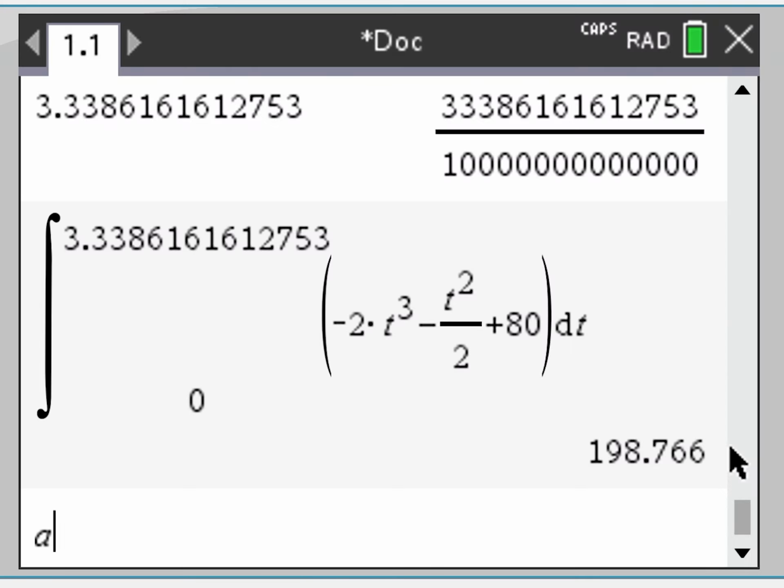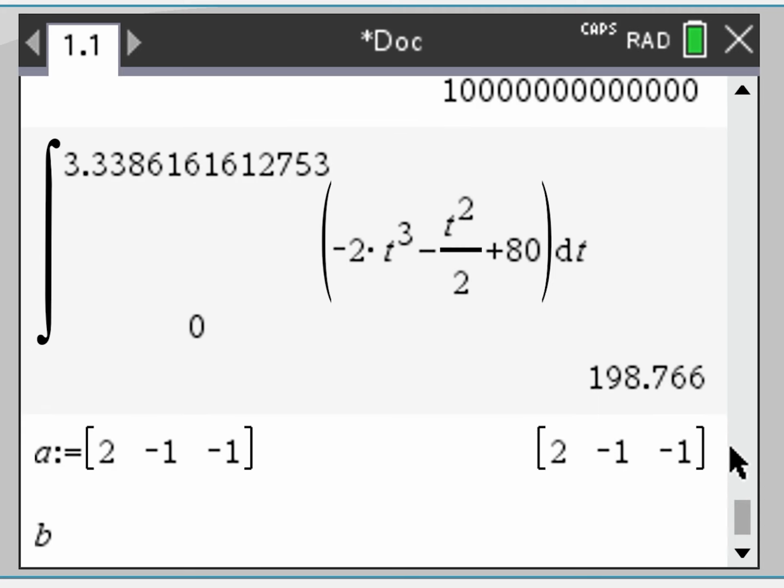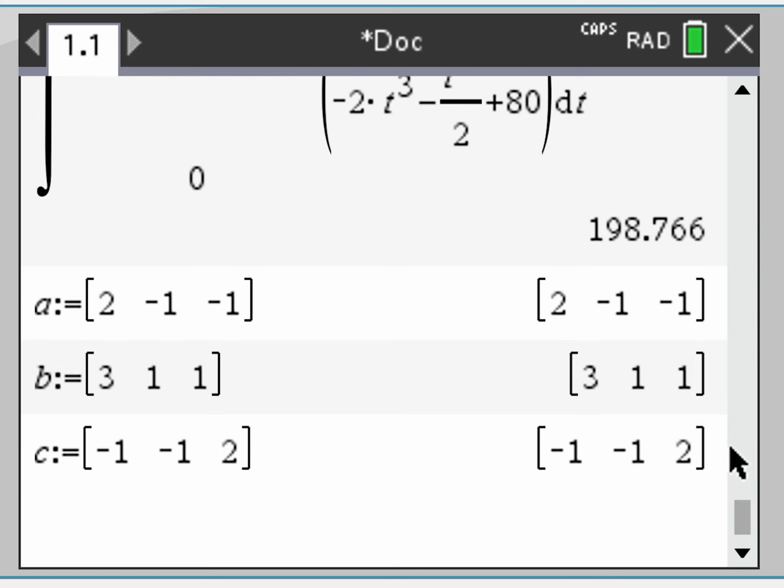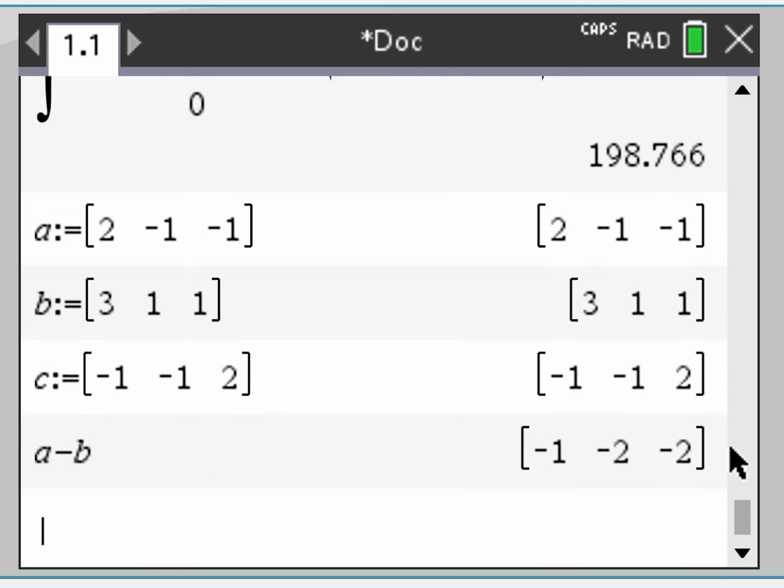So A is equal to 2, negative 1, 1. Okay, B is equal to 3, 1, 1. And C is equal to negative 1, negative 1, 2. Okay, so now vector B to A. So we are doing final minus initial. So what is our final destination? It's going to be A, because we are going from B to A. So it's going to be A minus B.